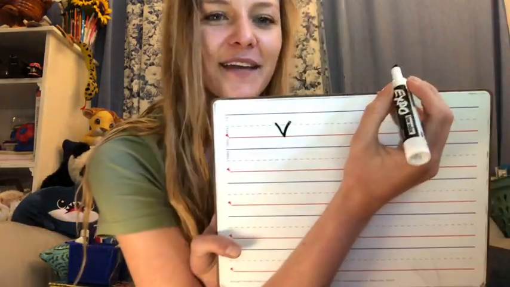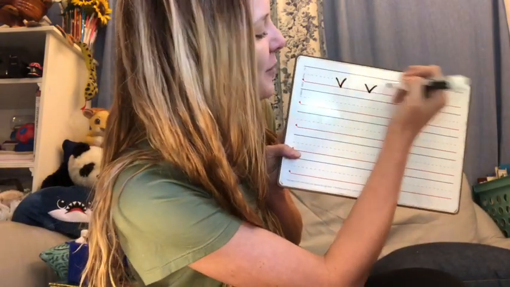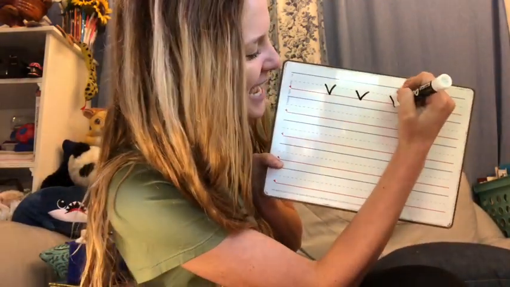So the first one is the letter V. And to make the letter V, we go down, up. But remember with V, it's at a slant. So we're gonna go down, up, V. And when we write it, we do the same thing. Down, up, V.